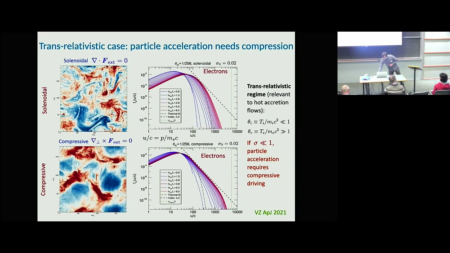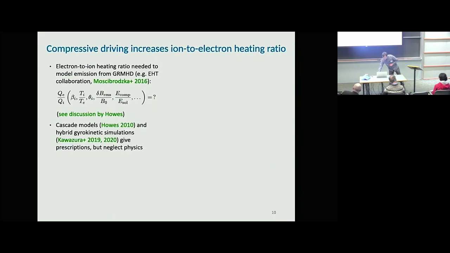So one other thing that the driving mechanism affects is the electron to ion heating ratio. As Greg Howes discussed yesterday, it's a very important question for modeling emission for observatories like EHT. What is this ratio of electron to ion heating as a function of various plasma parameters? There are various cascade models, non-relativistic simulations which have studied these problems, but they're not quite in this regime, and they ignore the electron physics.